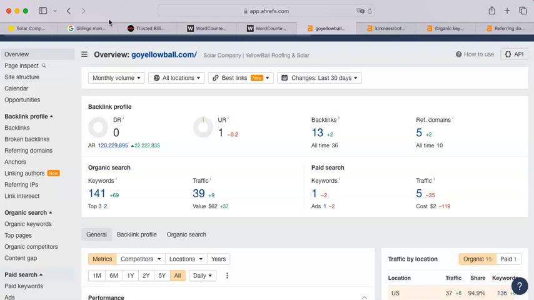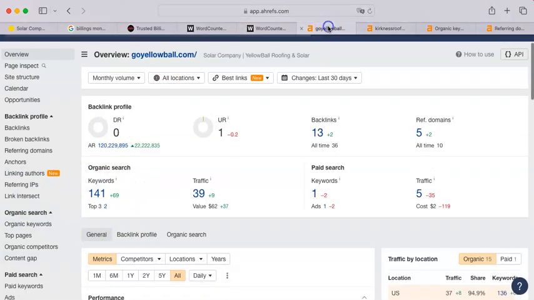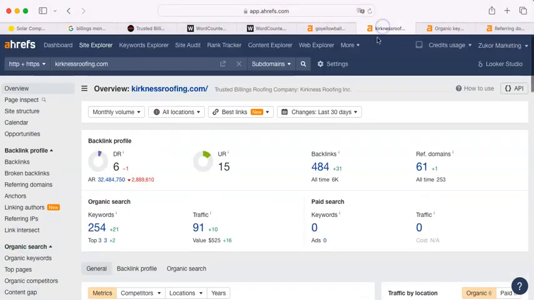Now, they can be variations of the same word because the algorithm does not know our language. It only knows what it's looking for, and that could be the difference between company and companies. Those are 2 different words, so 2 different searches as far as it's concerned. So you have 141 keywords. I'm going to show you what Kirkness has. They have 254. So they are, not quite double, but almost.